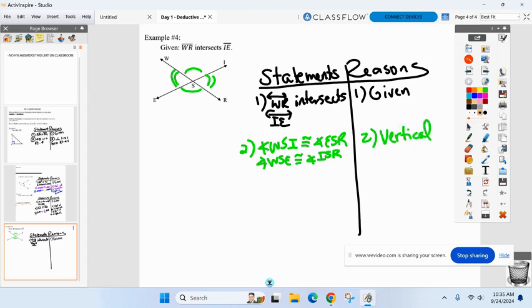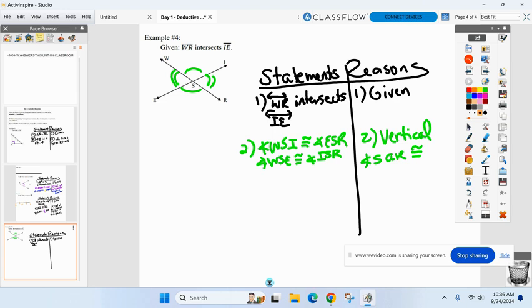spell it correctly, CAL. Vertical angles are congruent. That's what I want there. I do not want definition, because the definition of vertical angles is not that they're congruent. It's a fact about vertical angles. Thank you, Abby. Perfect. I want more.